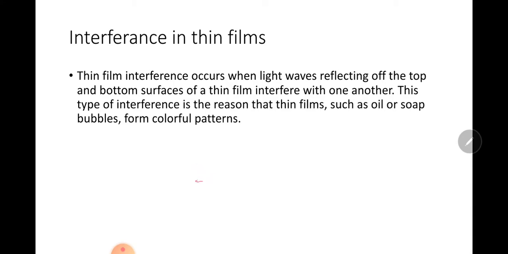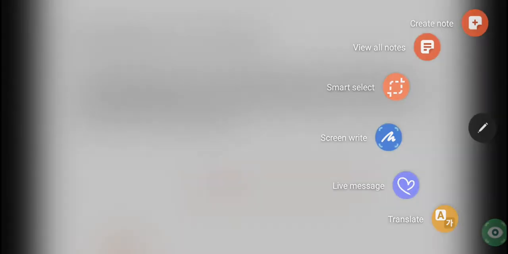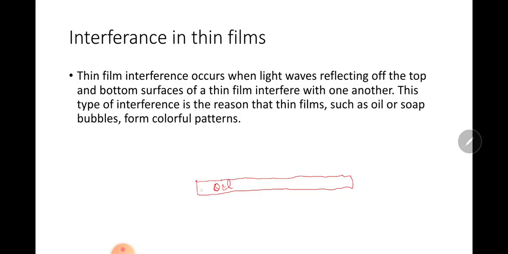For example, if you consider this a layer of thin film, this is oil or soap, a thin layer of oil. And this is a layer of water. Light ray coming from this side.